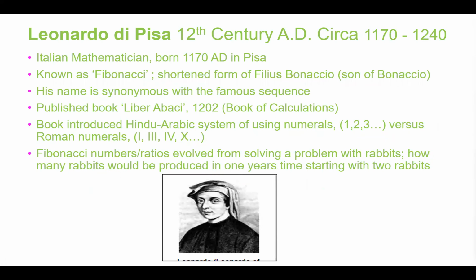So Leonardo da Pisa. A lot of people think that the word Fibonacci is the name of the person who really brought us those ratios, but that's not the case. Leonardo da Pisa is the mathematician who, through a book of calculations that he published in 1202, introduced to us the use of our numerals 1, 2, 3 versus the Roman numerals. So when you hear the term Fibonacci, his name was Leonardo da Pisa. He was from Pisa.